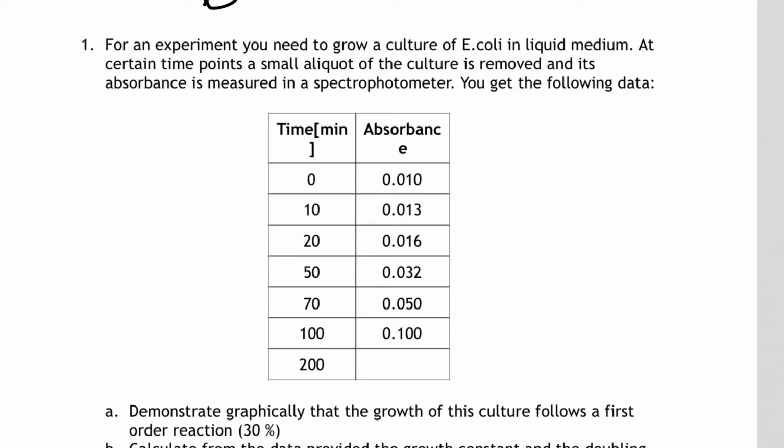So you let the culture grow for the indicated time, here in minutes, and then you measure the absorbance. Okay? And what you see is, obviously, the longer you grow the culture, the more bacteria will be in there. And you can tell that because the absorbance is increasing in that direction. Okay? It's a fairly simple experiment, but it's one of the very common experiments when you work with bacteria.